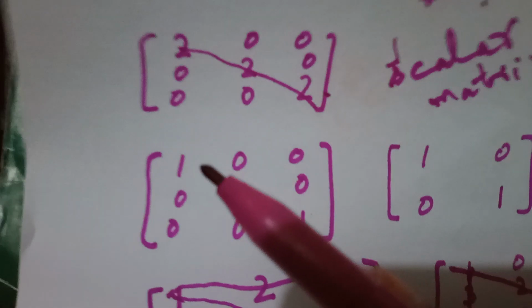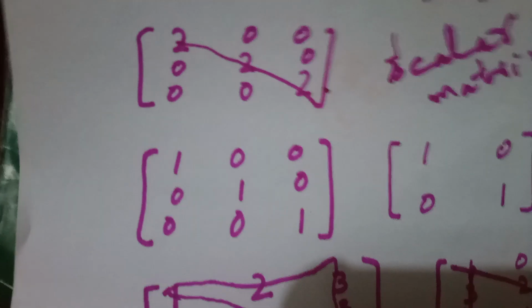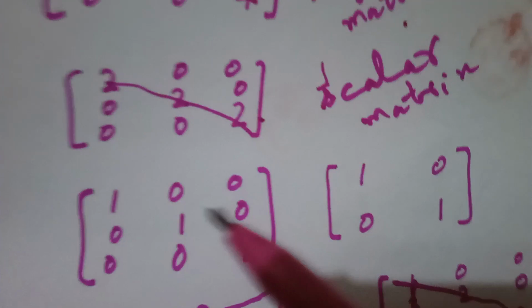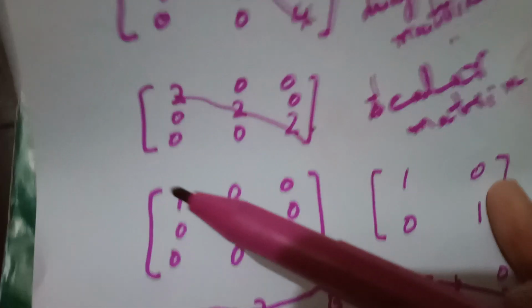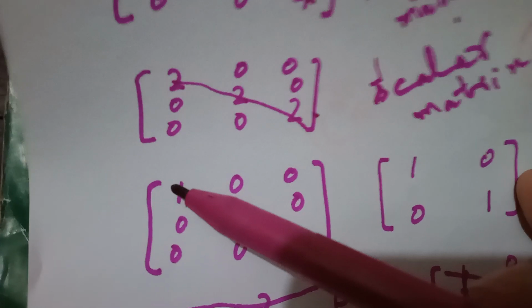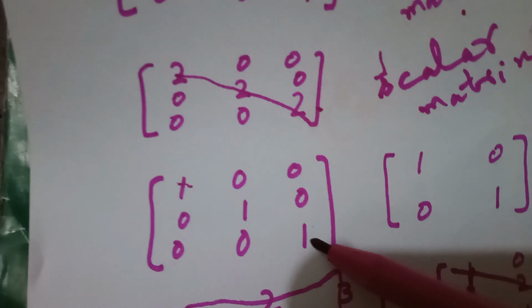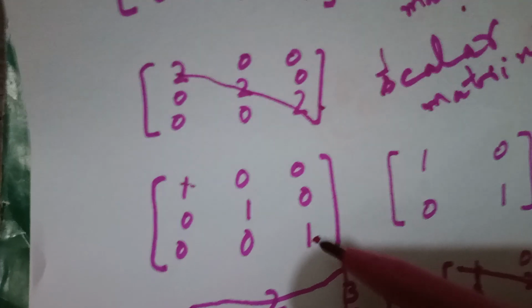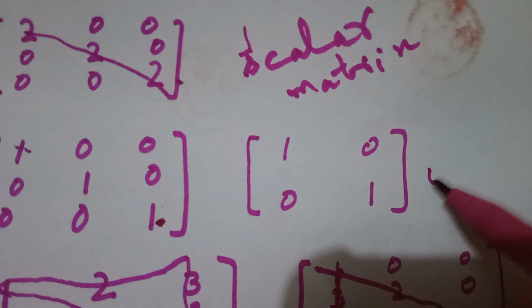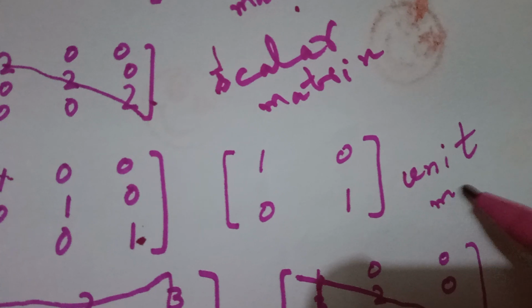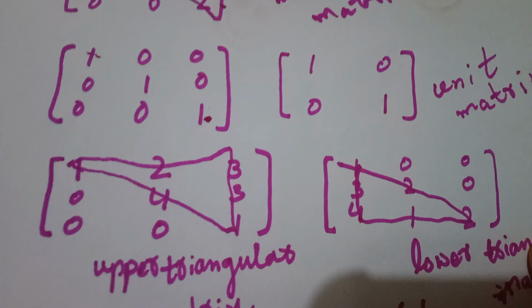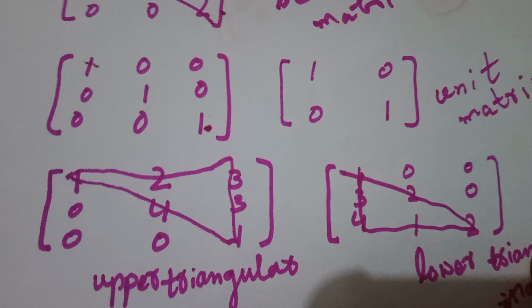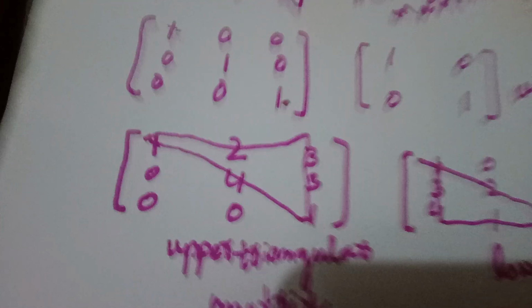If the entries of the diagonal are the same, but this is 1 1, this is 3 by 3, this is 2 by 2 matrix, but you can see all other entries are 0 and we have 1 1 1 on the diagonal, you can say it is a unit matrix. In a unit matrix, all the entries of the diagonal are 1 1 1. Okay, let us take some more examples of matrix.